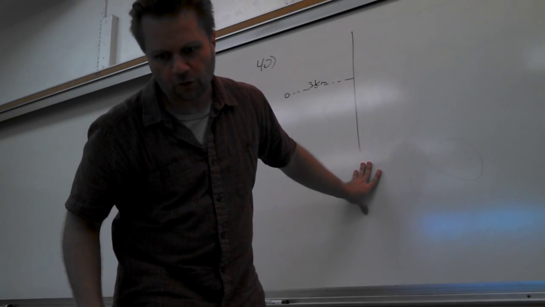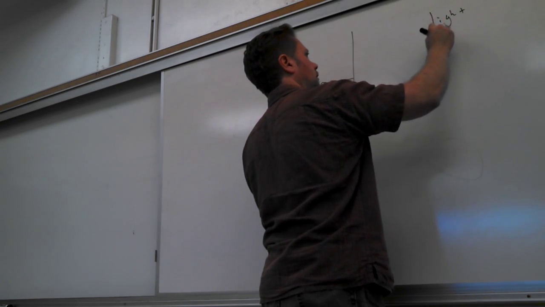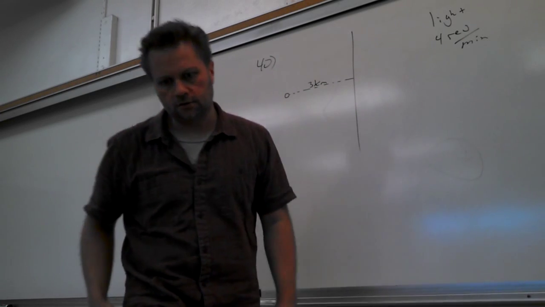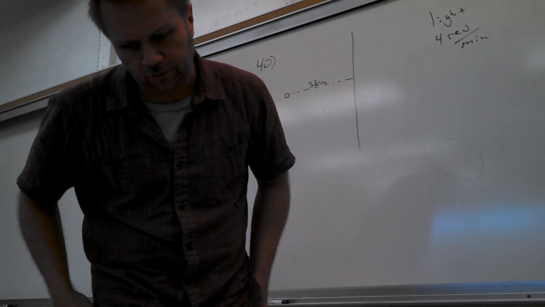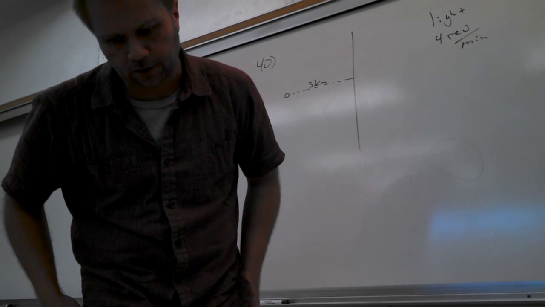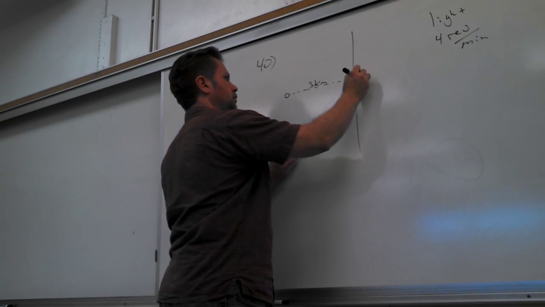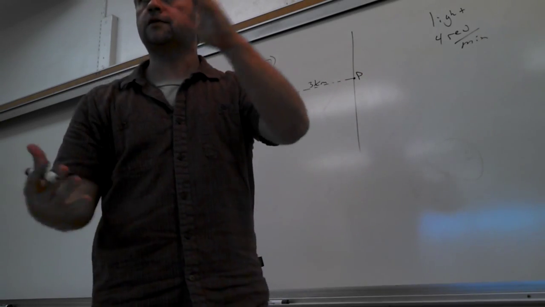Its light makes 4 revolutions per minute. How fast is the beam of light moving along the shoreline when it is 1 kilometer from P? So this is P here. This is the nearest point on the shoreline. And notice they don't say which side.